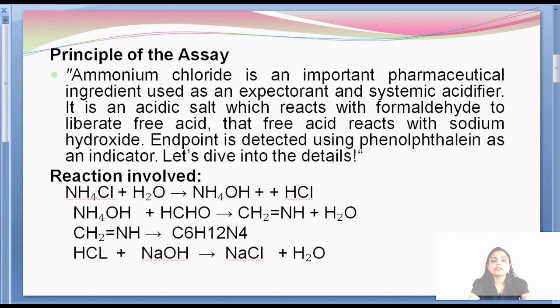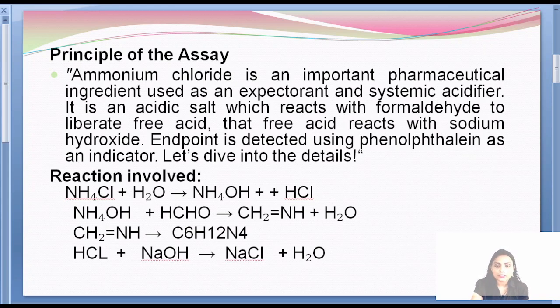Let's move towards the principle of ammonium chloride. Ammonium chloride is a pharmaceutical ingredient used as an expectorant and acidifier. It is simply an acidic salt which reacts with formaldehyde to liberate acid, and that free acid reacts with sodium hydroxide, and the end point is detected using phenolphthalein as an indicator. Now let's dive into the details.